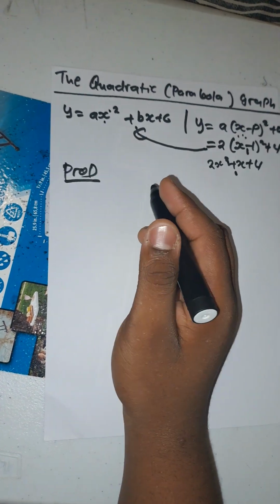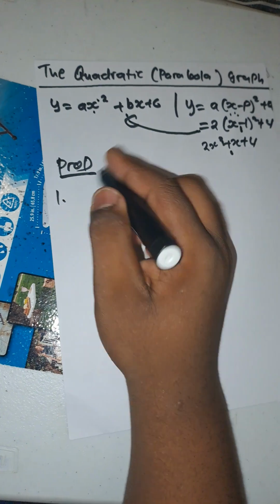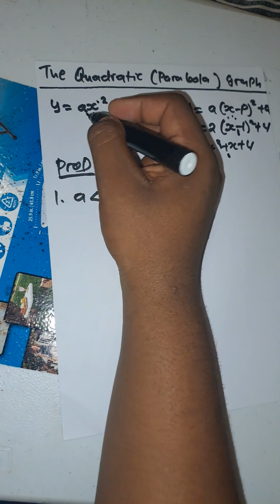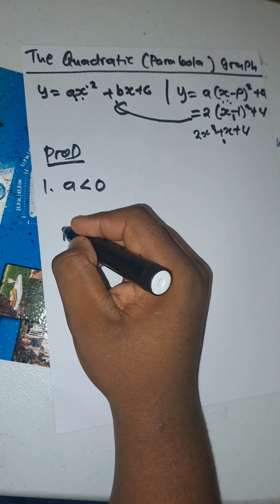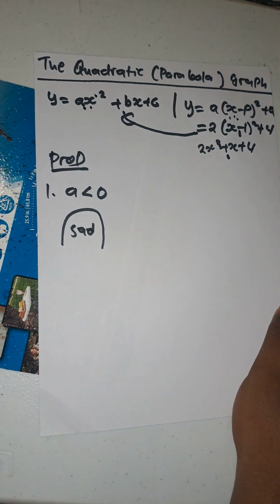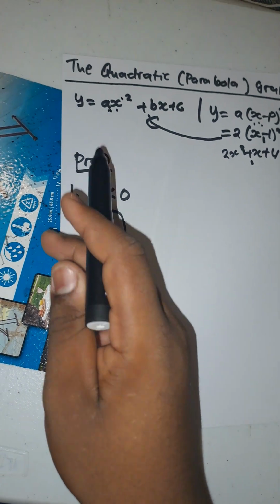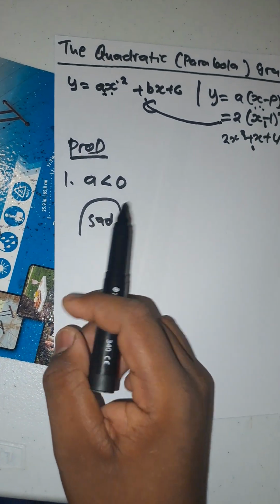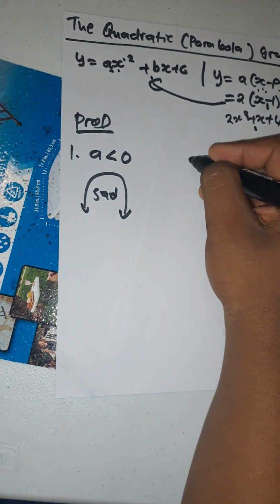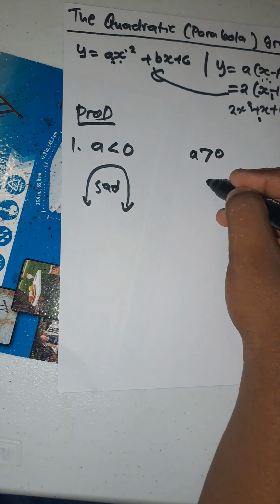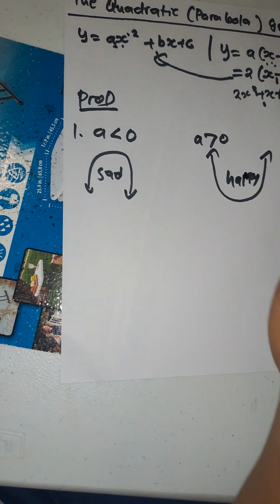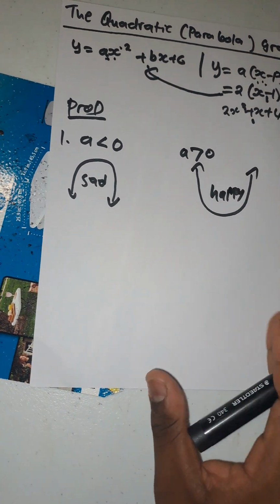The things you have to know is that the first value, a, determines your graph. If a is less than 0, your graph is what? It's sad, so it will look like this. If in the exam they say find the values of a, b, c, and you find that your a is negative and your graph is like this, you know you're correct. It is sad. And if your a is greater than 0, the graph will be like this. They call it happy. So these are the two graphs that you have.